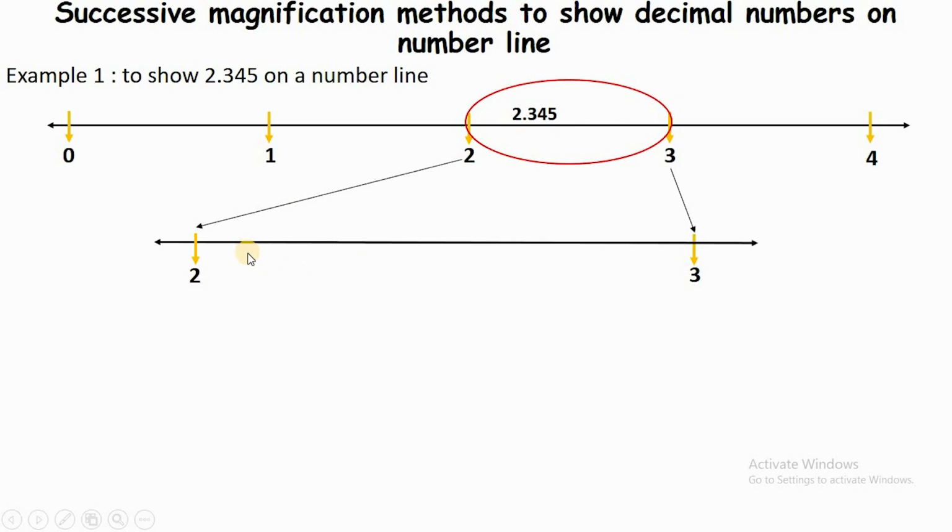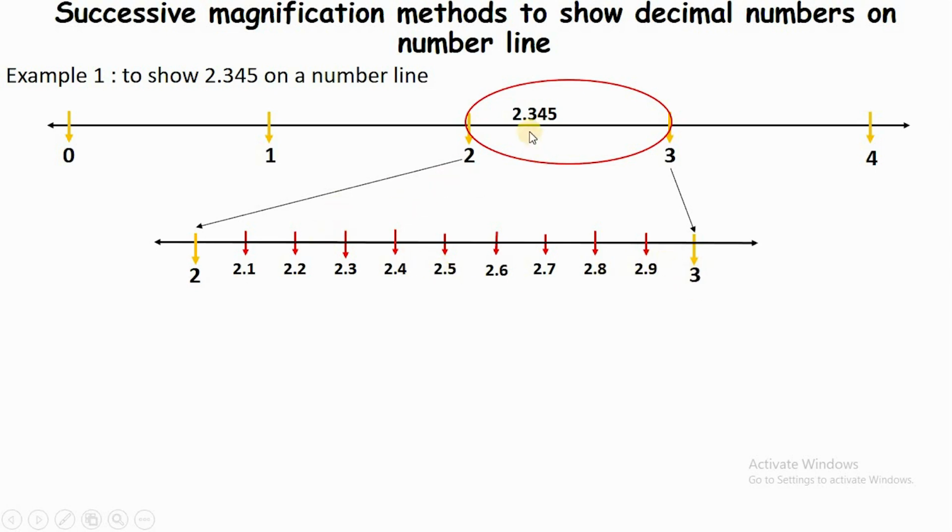Now the next thing that we are going to do is divide this line segment 2 and 3 into 10 equal parts. And now this point represents 2.1, and the next one 2.2, 2.3, 2.4, 2.5, 2.6, 2.7, 2.8 and 2.9. After 2.9 we'll have 3.